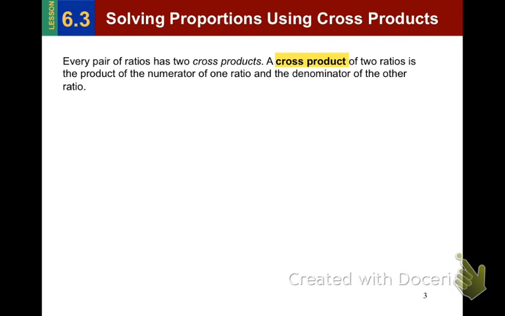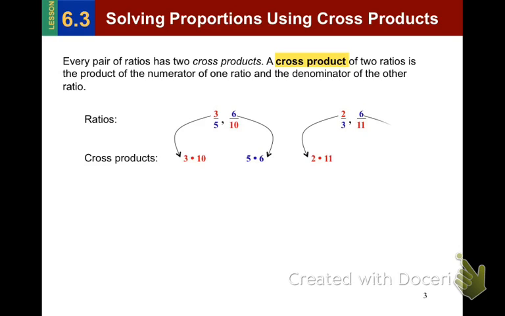So let's take a look at this. Every pair of ratios has two cross products. The cross product is the product of the numerator of one ratio and the denominator of the other. If they are equivalent ratios, their cross products are also equal. So 3 times 10 would be equal to 5 times 6. These ratios are equivalent. 2 times 11 and 6 times 3 shows that these ratios are not equivalent.